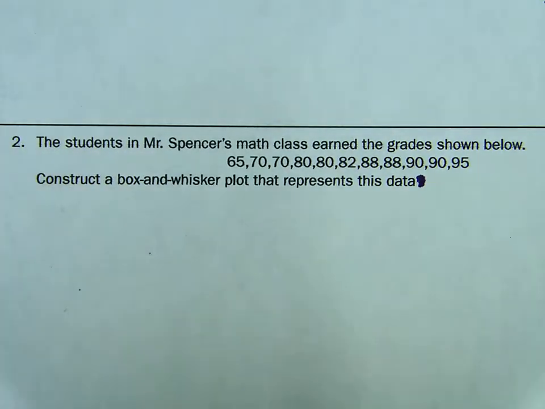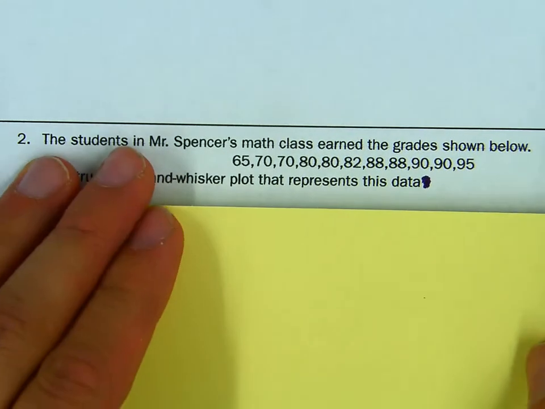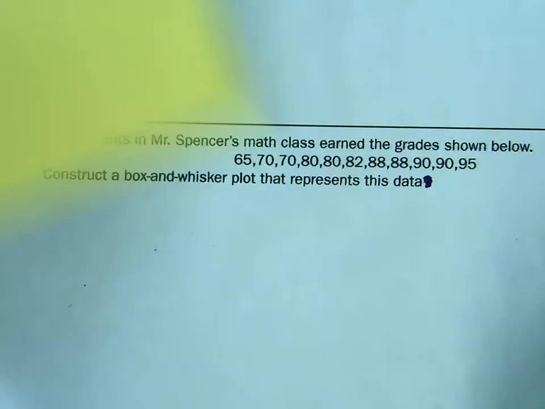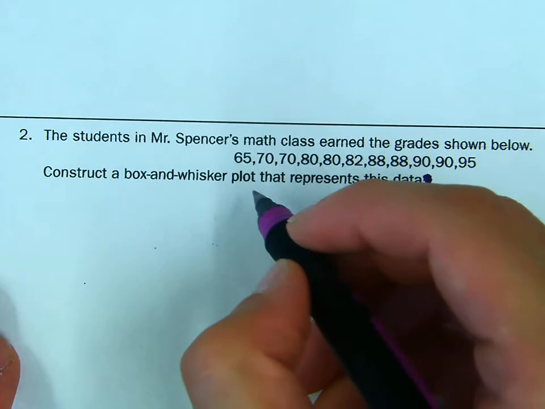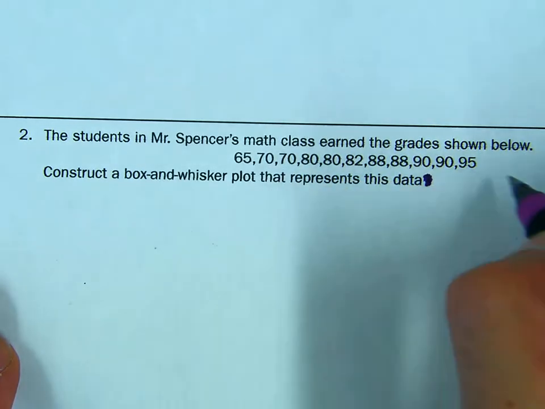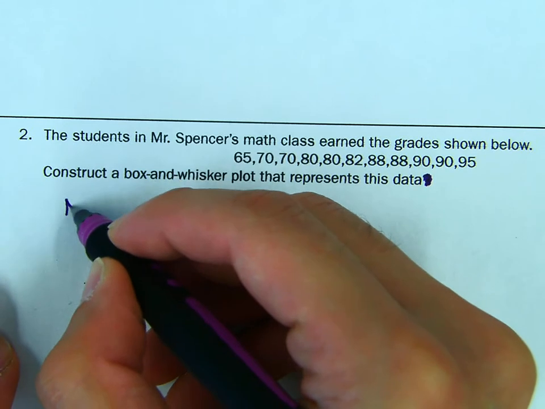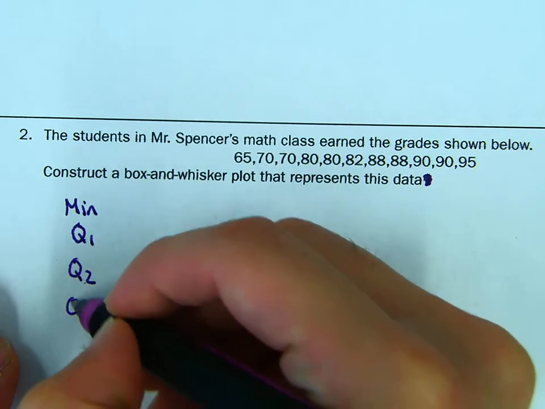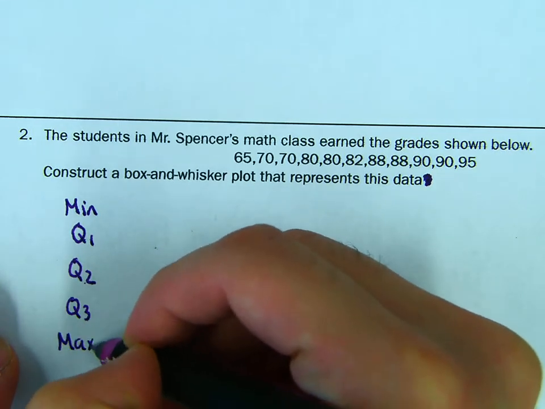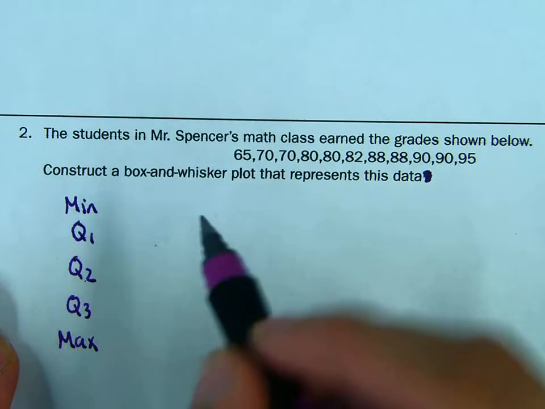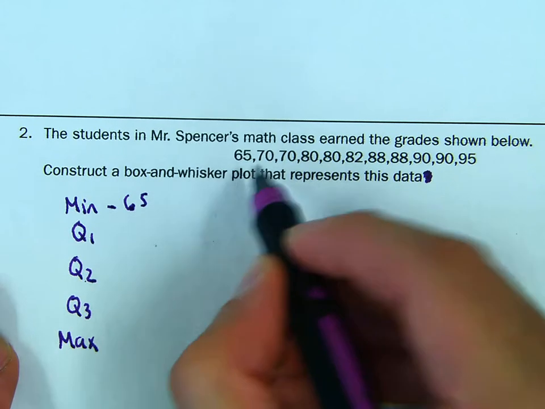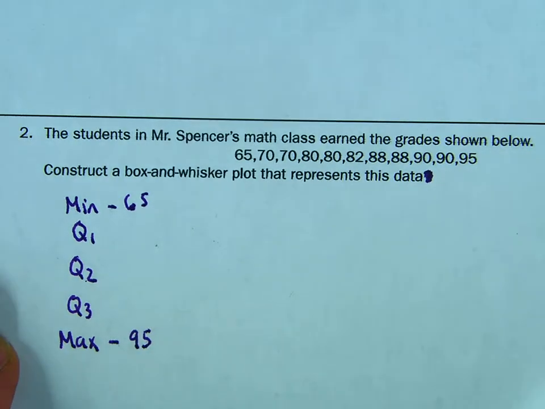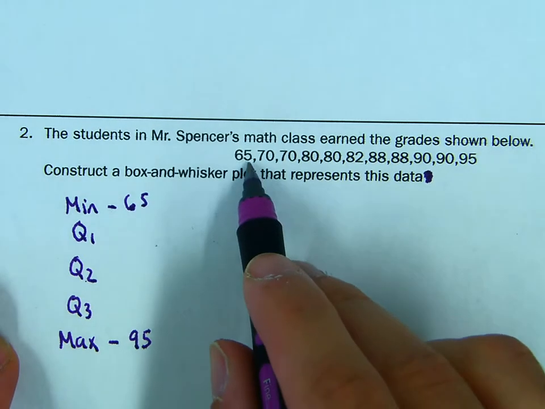You should have your notes. First, let's organize the data values. Are the numbers organized? Oh, they already organized it for you. Great. Okay, so let's say I have the min, Q1, Q2, Q3, and the max. Well, what's my minimum value? That's 65. What's my maximum value? 95.